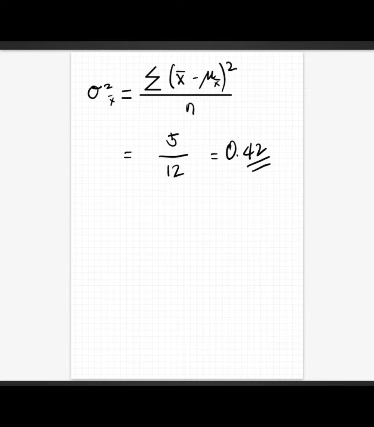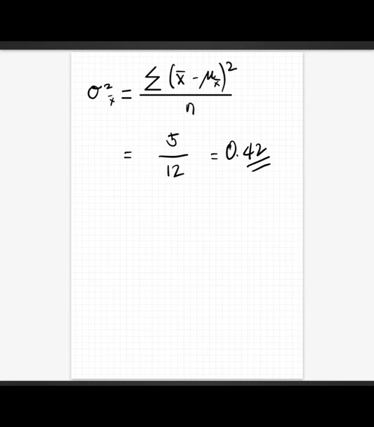We can now define the probability of the sample mean given its frequencies. For a sample mean of 1.5, the probability is 2 over 12. A sample mean of 2.0, that is 2 over 12 also. A sample mean of 2.5, that is 4 over 12. A sample mean of 3.0, that is 2 over 12. And a sample mean of 3.5 is 2 over 12.